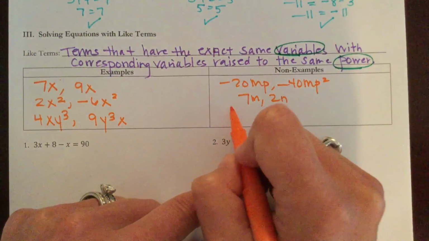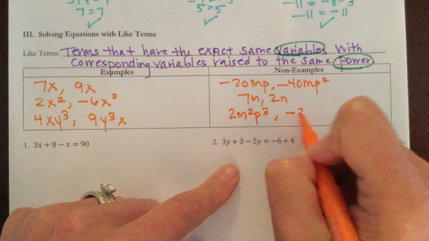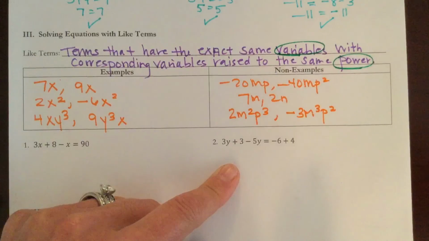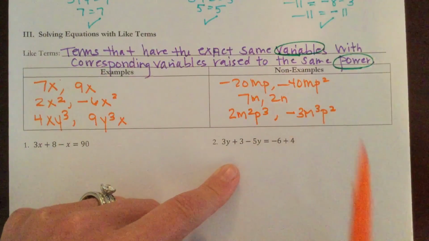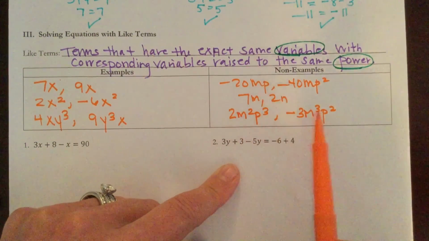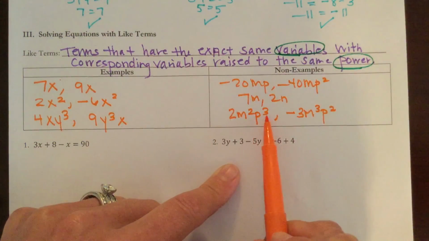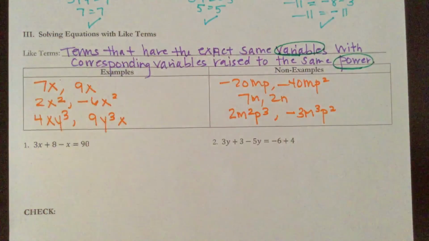A final example is 2m squared p cubed and negative 3m cubed p squared. While they do contain the same variables, both of these terms have an m and a p, we can see that they are not raised to the same power. This m is squared, while that m is cubed. Likewise, this p is cubed, while that p is squared. So we have an issue with our exponents there.